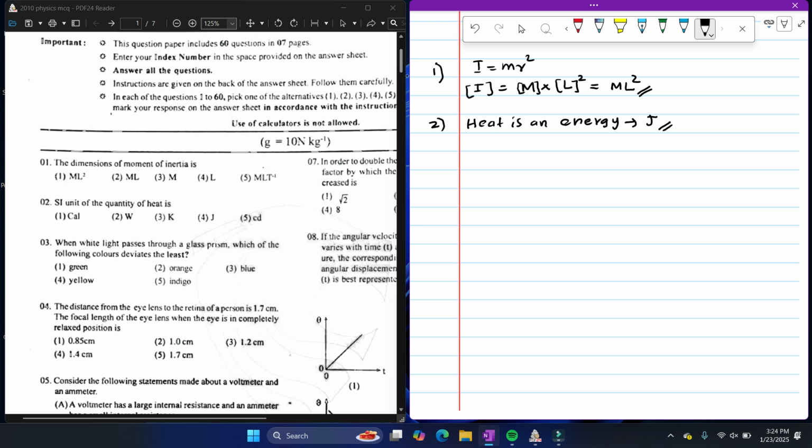When light passes through a glass prism, which of the following colors deviate the least? That's question number 3. You need to identify that the highest deviation is for the purple color. The least deviation is for the red color. These are the points that you must remember or write down somewhere. The highest deviation is shown by purple color.